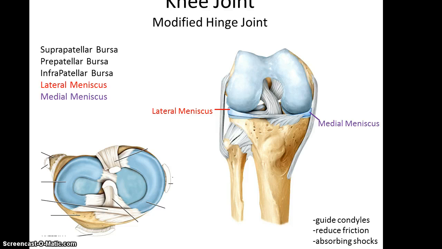There are also 2 menisci within the knee joint and within its articular capsule. That includes the lateral meniscus, always found on the same side as the fibula, and the medial meniscus. And these not only help to reduce friction and absorb shocks when you step down really hard, but it also helps guide the condyles as they articulate with each other.